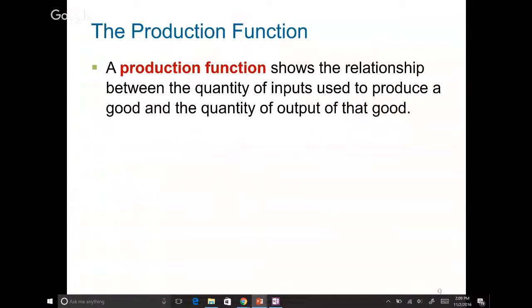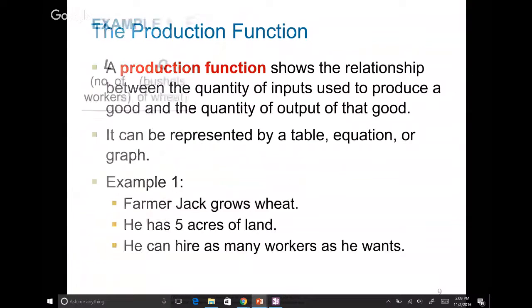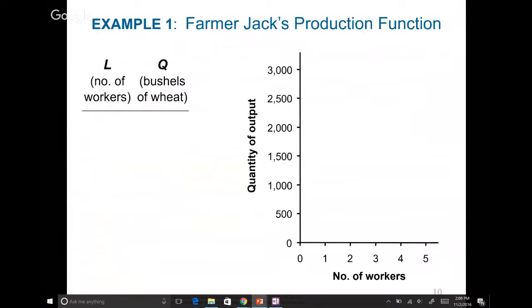Production function just shows you the production between your input and also your output. So let's do an example here. Suppose we have Farmer Jack, and for Farmer Jack, he will hire more laborers to produce wheat, and when he hires 0 labor, he produces 0 wheat. So there's no workers, therefore there's no production.